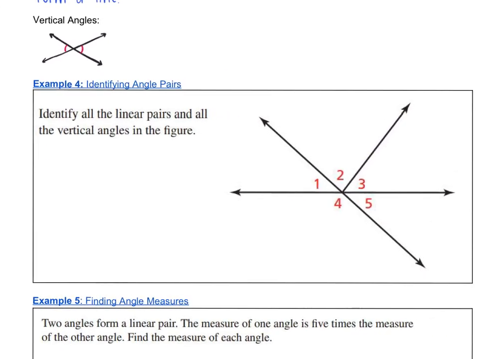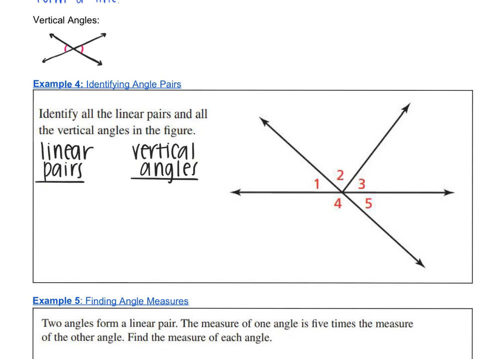So it says identify all the linear pairs and all the vertical angles in the picture or in the figure. So let's start by creating our two categories here. We're going to identify all of our linear pairs and all of our vertical angles. So I'm just going to make two columns here, and under each column, I'm going to write all of the pairs. So a linear pair would be two angles that form a line.